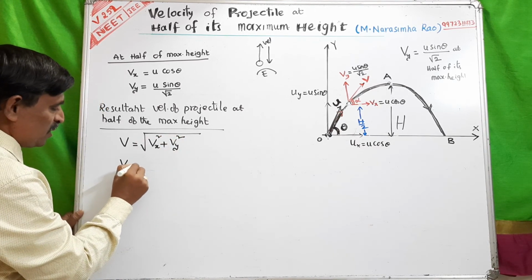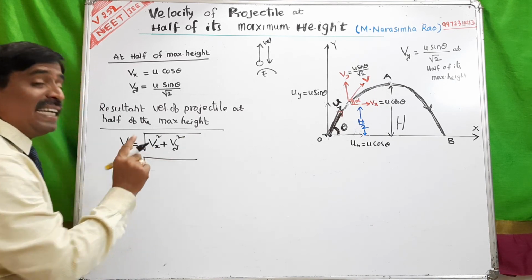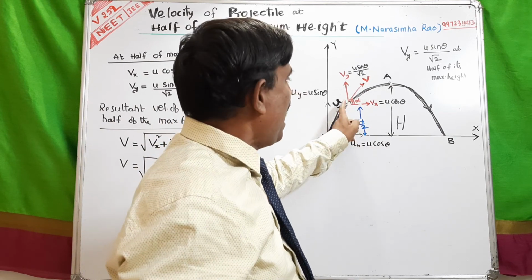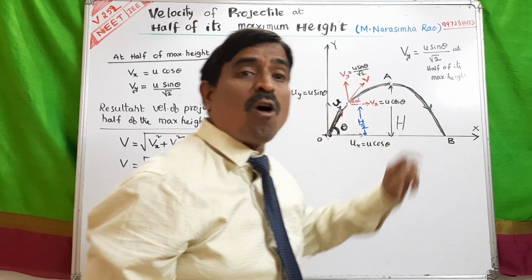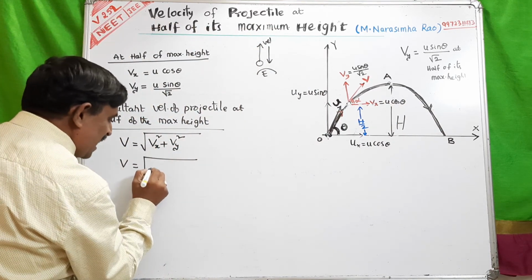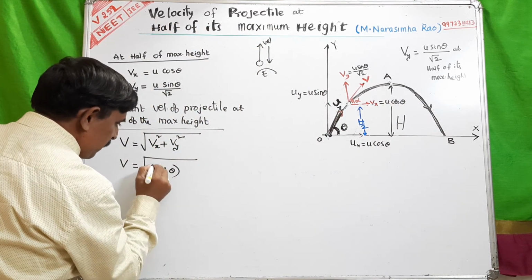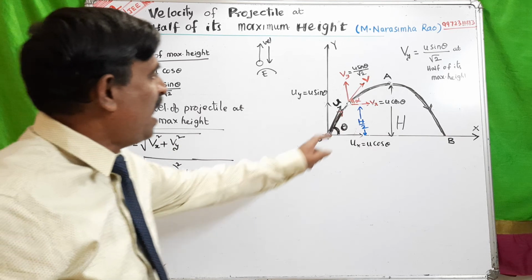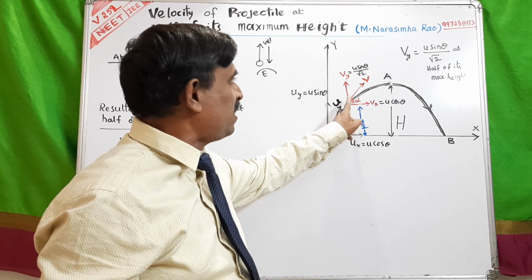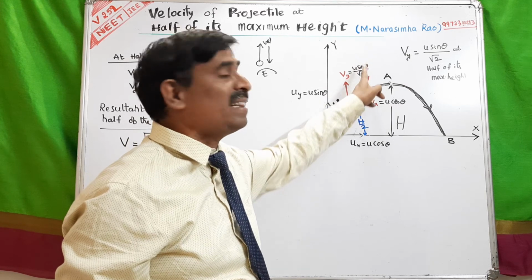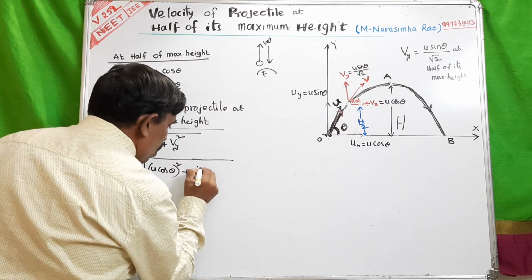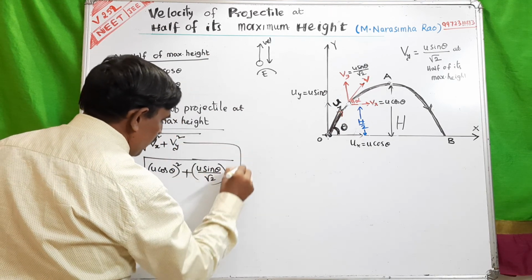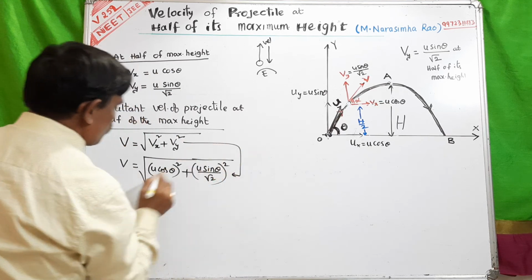V is equal to Vx, velocity along x direction. At this point, half of the maximum height, along x direction, velocity is u cos theta. Velocity along x direction, u cos theta, square, plus velocity along y direction at the half of the maximum height. At this point, along y direction, velocity is u sin theta by root 2. I am writing square.